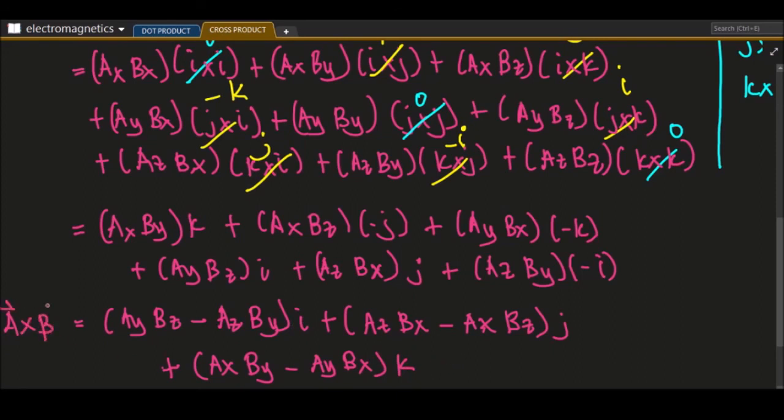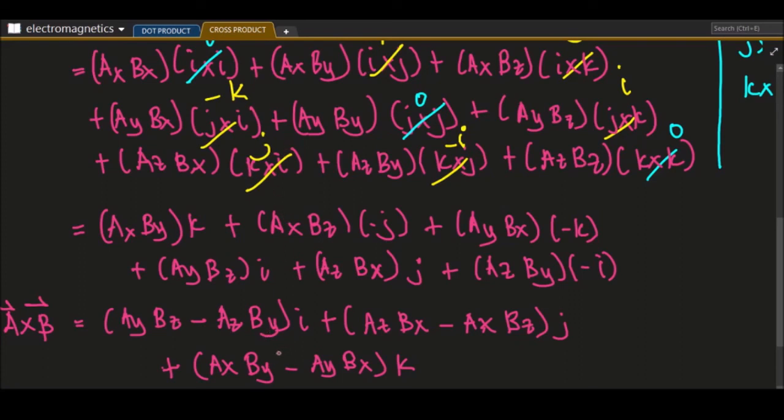As you can see, our product still has unit vectors, so therefore the product is a vector quantity. As you can see, the answer itself, when we just have the variables here, is quite cumbersome, and the derivation itself is also quite cumbersome.